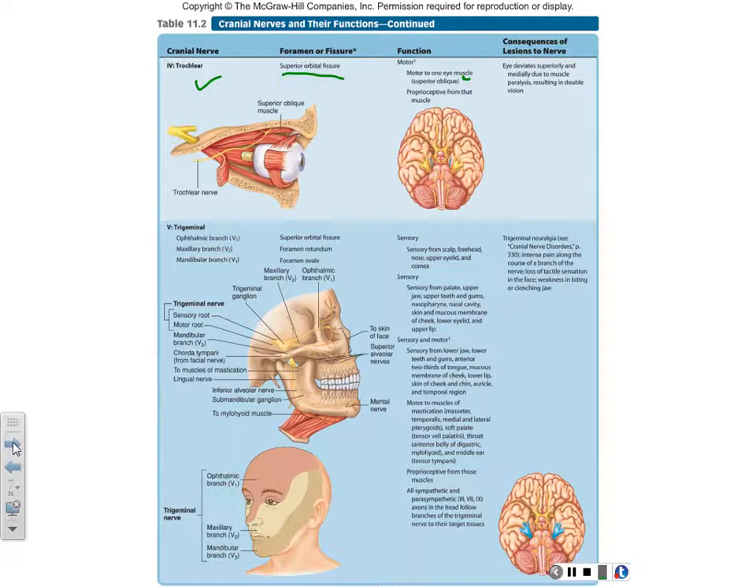And then the trigeminal, did you see that? You got a question? No. Okay. Yeah, it's got a lot of things.